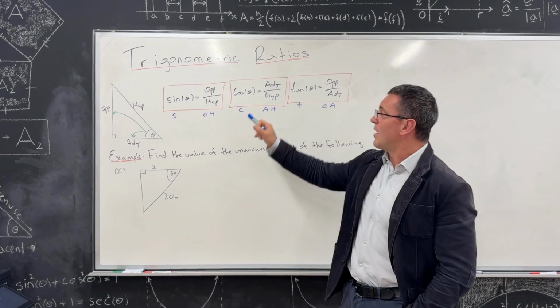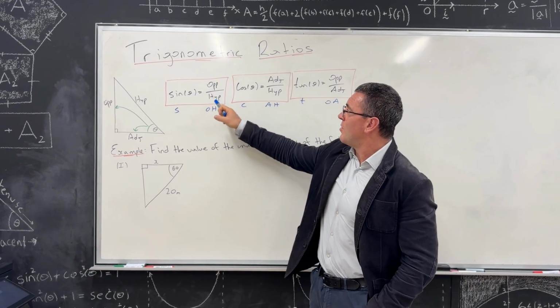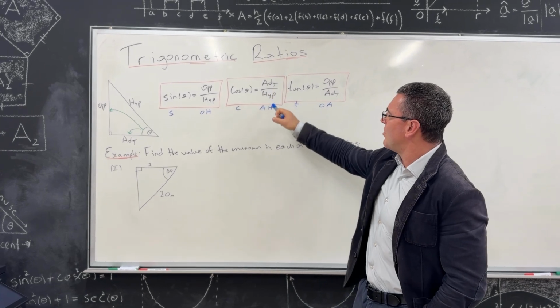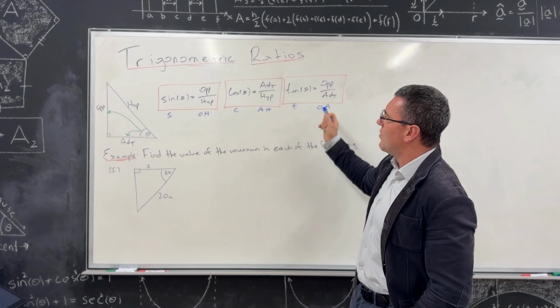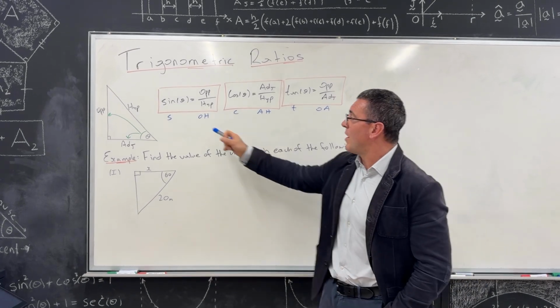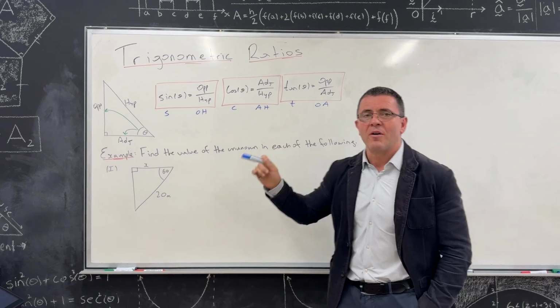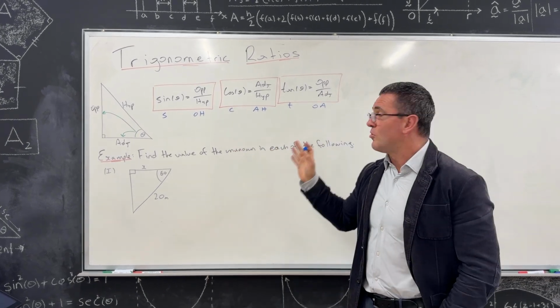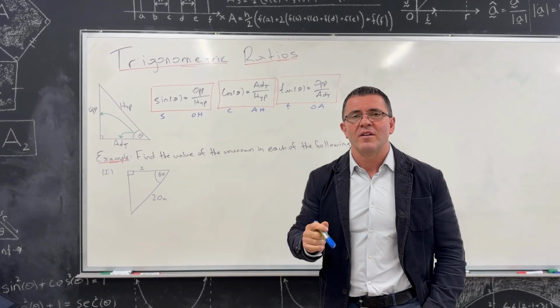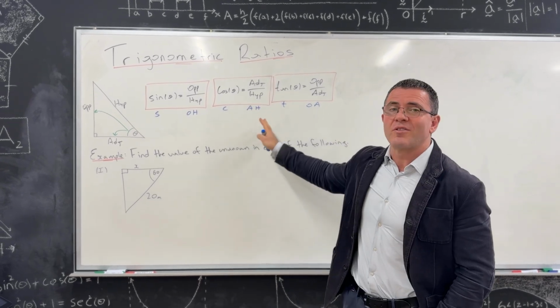Then we look at the trigonometric ratios. We have sine theta, opposite over hypotenuse, cos theta, adjacent over hypotenuse, tan theta, opposite over adjacent. And the kids remember this in a very simple way: SOH CAH TOA. Now, this should be relatively easy, but the one mistake that kids usually make is picking the correct one.